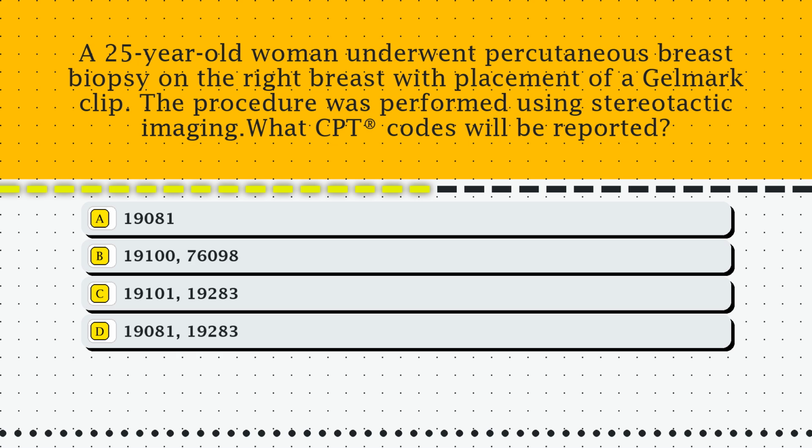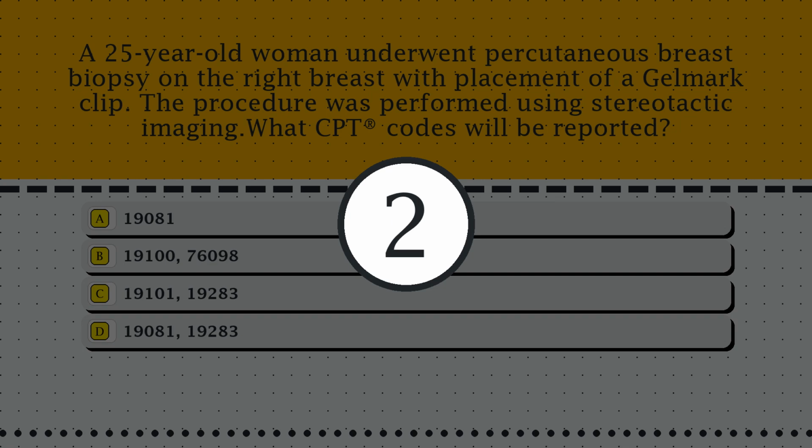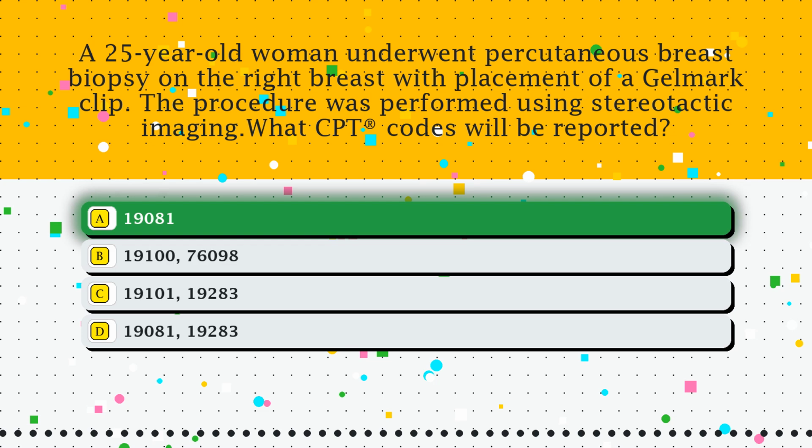Option A, 19081. Option B, 19100, 76098. Option C, 19101, 19283. Option D, 19081, 19283. The correct answer is option A, 19081.